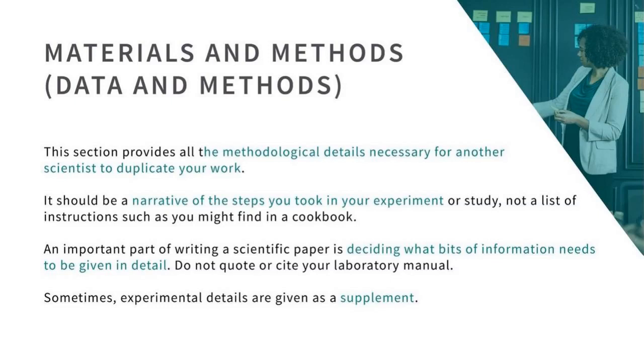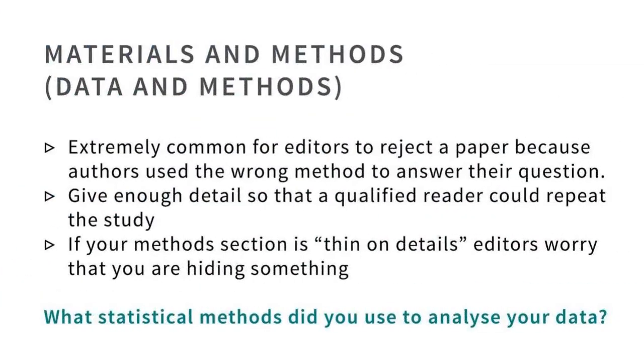This is also a key element of academic structure for you to get right as an author, because this is the area where often papers get rejected. The most common reason for article rejection in peer review is because editors or peer reviewers feel that authors have used the wrong method to answer their question. So you must give enough information in the methods to enable a qualified reader to repeat the study.